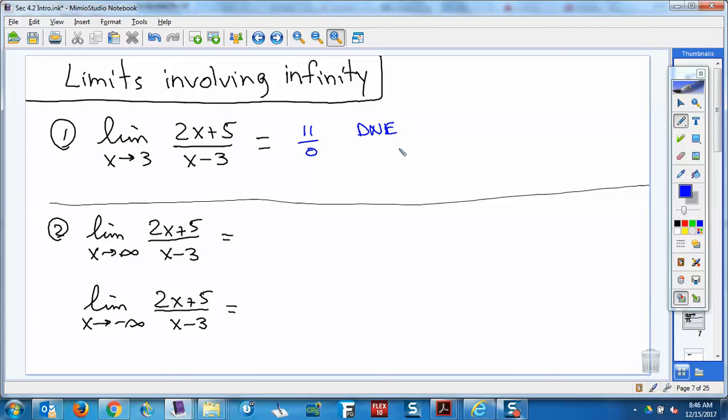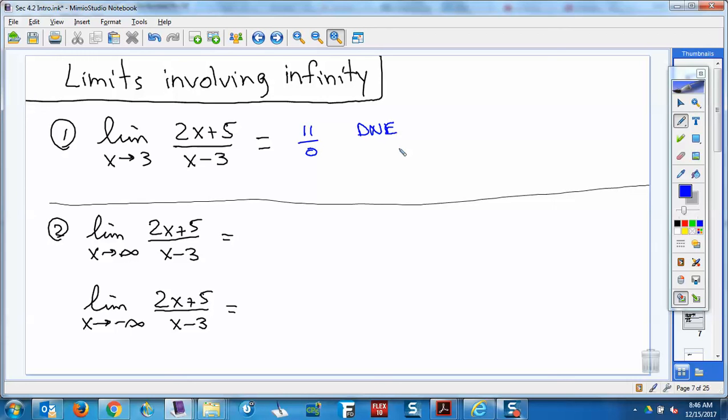Okay? It's going to be a vertical asymptote. Now, again, why is it a vertical asymptote? We're going to see this here in a minute. It's not really technically 11 over 0 because x is just approaching 3, right? X is just getting close to 3.